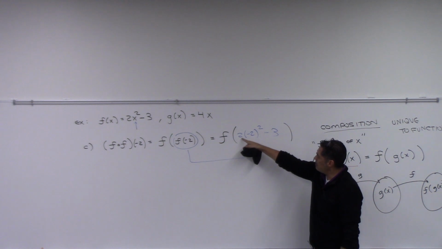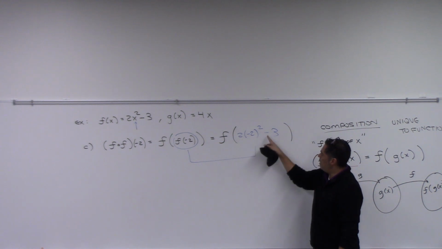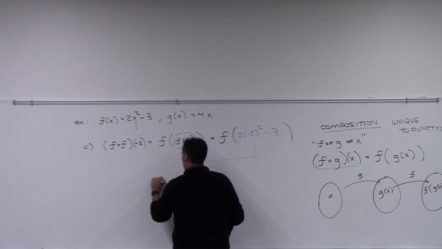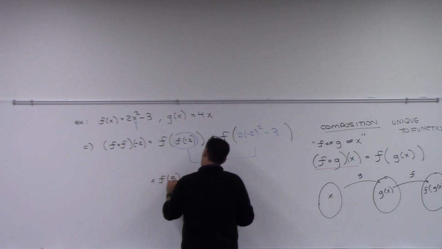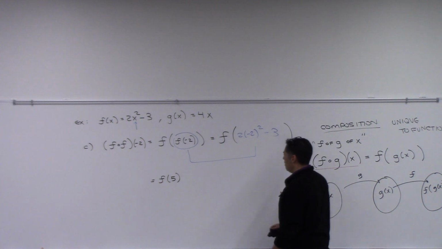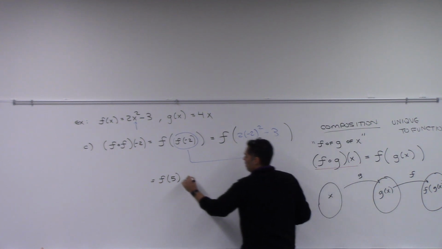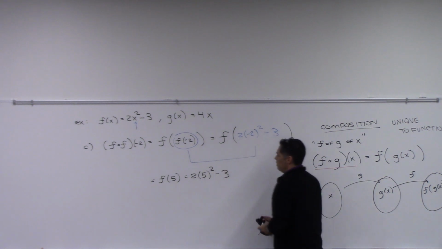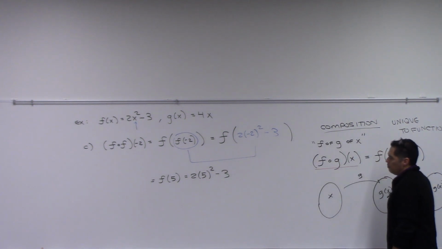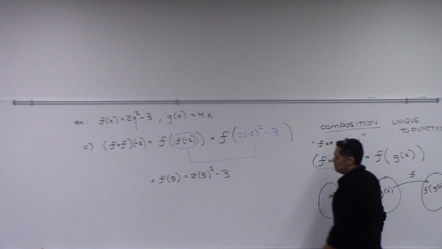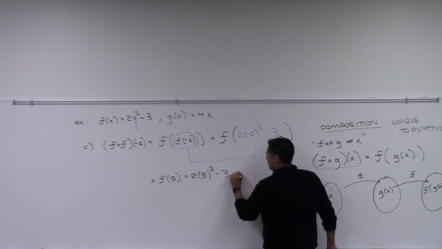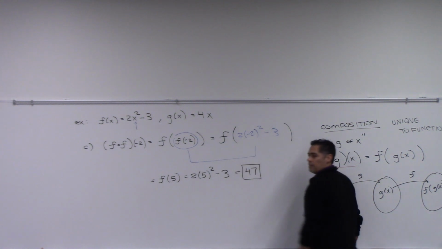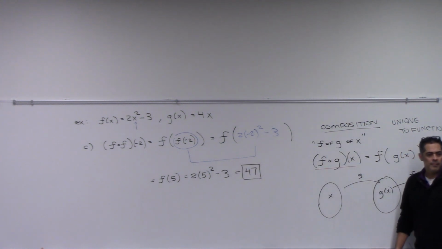So negative 2 squared is 4, right? 4 times 2 is 8. And then minus 3 is 5, right? So we get F of 5. We still need to figure out what F of 5 is. And what happens when you plug in 5 into that function? Well, you go 2 times 5 squared minus 3. And when you square 5, you get 25. Multiply by 2, you get 50. Subtract 3, you get 47. Is that clear?